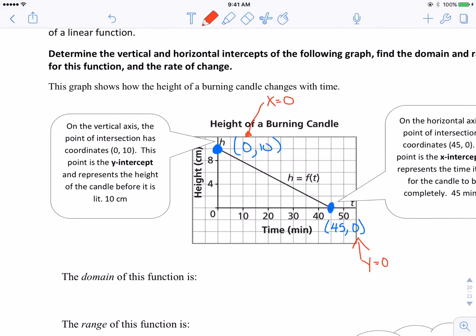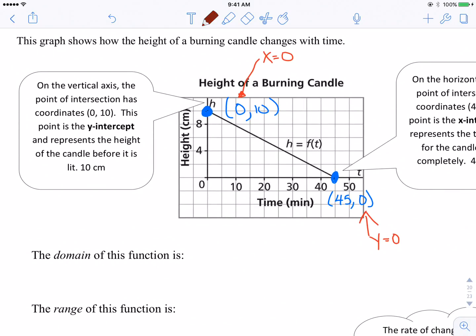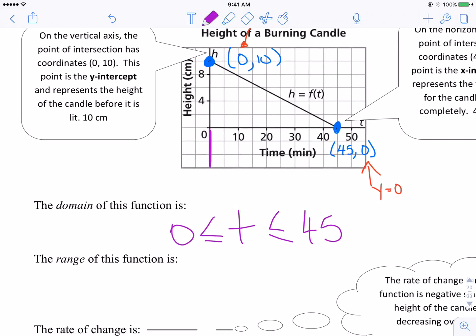The domain of this function, well, we have definite endpoints. For domain, that's our x-axis or our horizontal axis. What's our lowest value or left-hand side value? 0. In this case, t is that axis. So 0 less than or equal to t, and our highest value is 45. There's your domain. Range, similarly, what's our lowest value? Well, our lowest value is 0, less than or equal to h, which is the variable they used, and it goes up to a maximum of 10. So there's your domain and range.